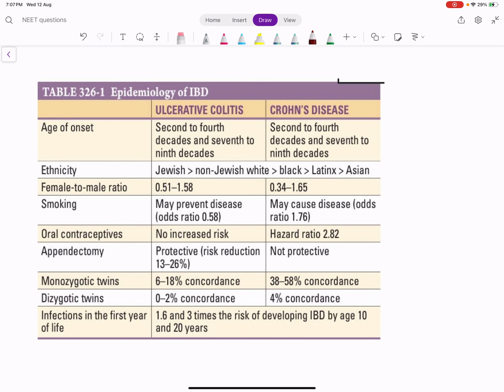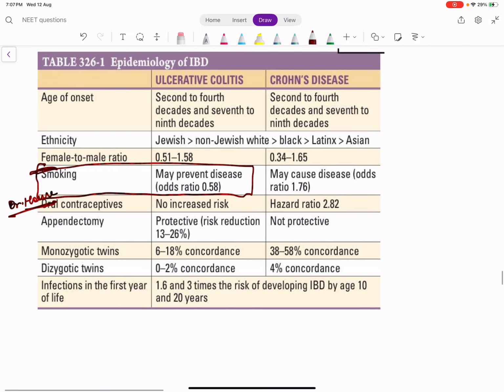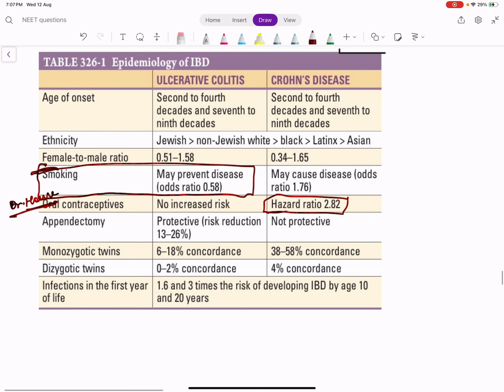So this is the one which is given in Harrison. One important point to remember here is smoking prevents ulcerative colitis, but it causes Crohn's disease. If you have seen one episode of Dr. House, he prescribes smoking for a patient with ulcerative colitis. And OCPs increase the risk of Crohn's disease. Okay, somehow you should remember this. Smoking causes Crohn's disease, but it prevents ulcerative colitis. Similarly, oral contraceptive pills cause Crohn's disease, but there is no increased risk in ulcerative colitis.